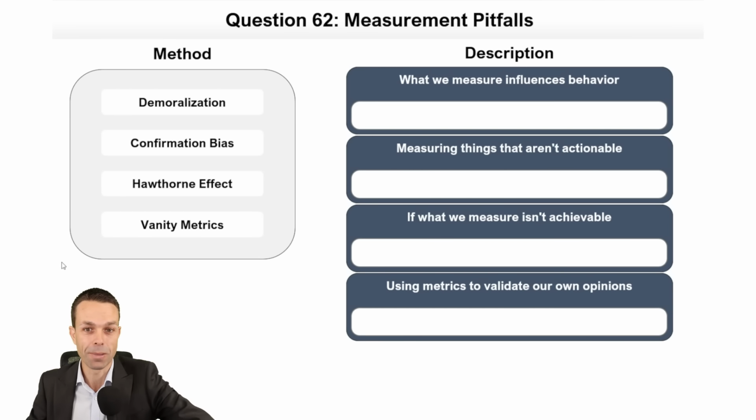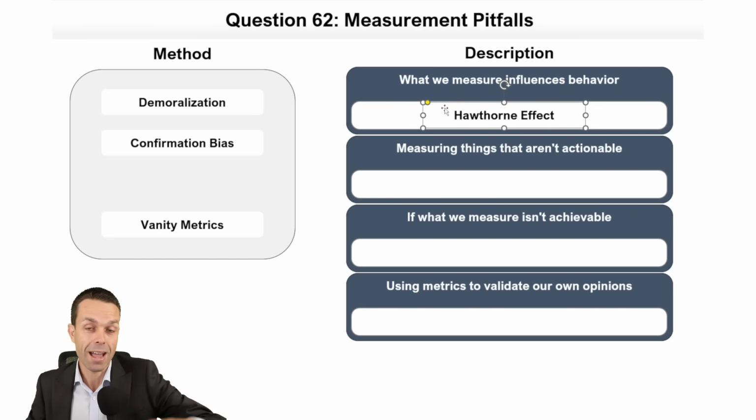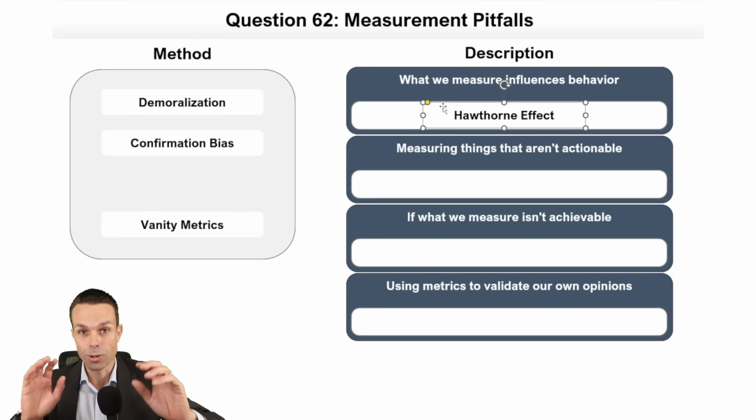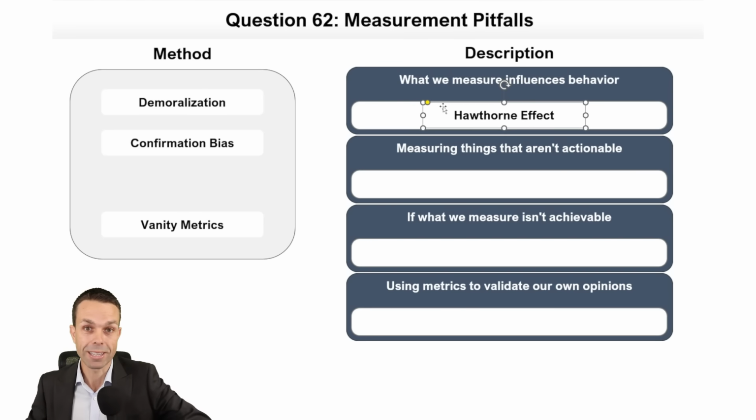So really, really good. Measurement pitfalls. Okay, where what we measure influences the behavior of the people that we're measuring. That is the Hawthorne effect. And so be careful. If you measure how fast things go, then people will do everything in their power to go really, really quickly. But that might cost us quality. So the quality might go down. So we have to be careful what we measure, or just be aware of it.